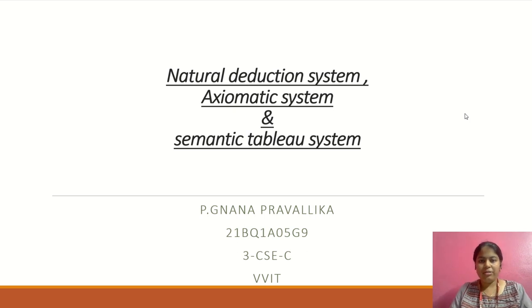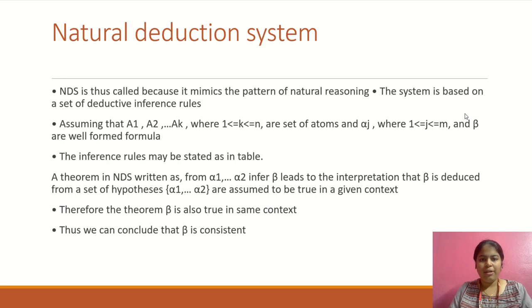Today my topic is natural deduction system, axiomatic system and semantic tableau system. Natural deduction system. NDS is thus called because it mimics the pattern of natural reasoning. The system is based on a set of deductive inference rules, assuming that A1, A2, A3 and so on up to AK, where 1 less than or equal to K less than or equal to N are set of atoms, and alpha J where 1 less than or equal to J less than or equal to M and beta are well-formed formulae. The inference rules may be stated as in the table.